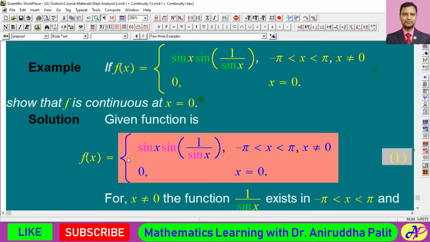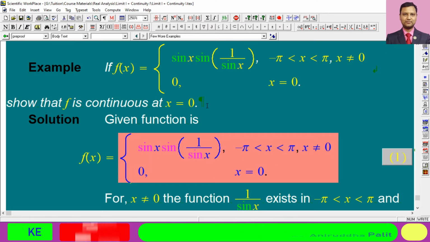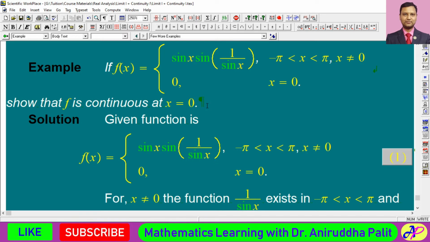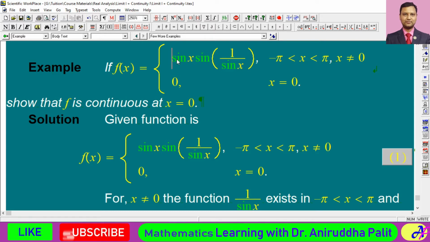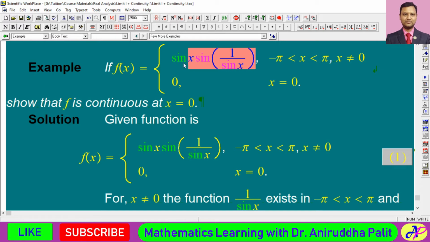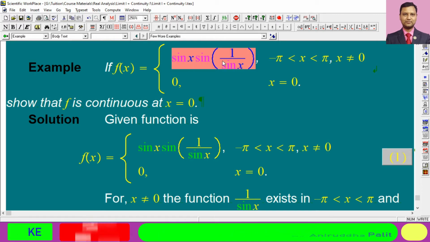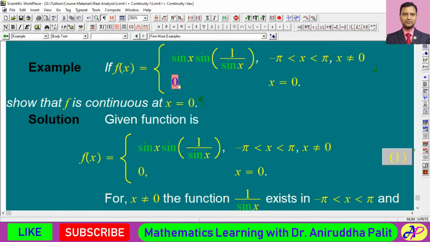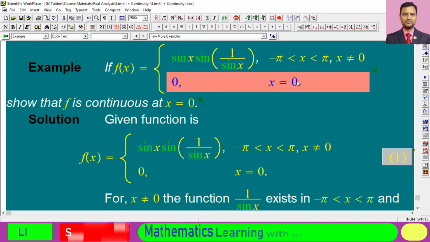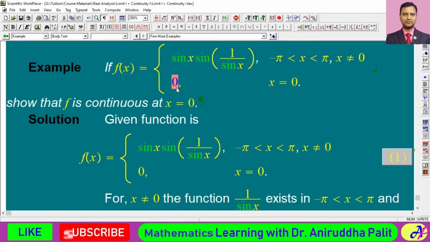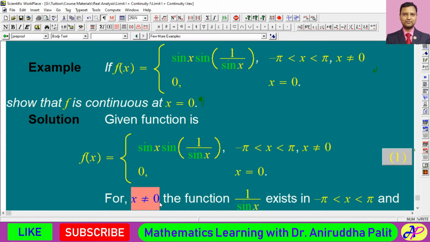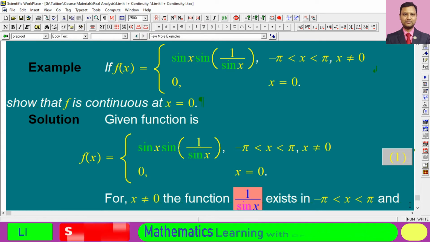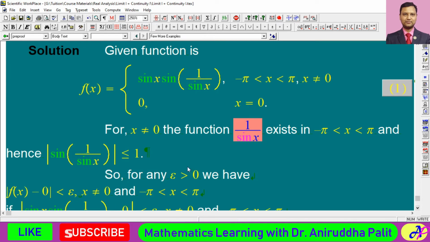So this is the given function, and in order to prove that the function f is continuous, what we need to prove is that the limit as x extends to 0 of f(x), where x should be taken from this first segment, must be equal to the value of the function f at the point x equal to 0. Therefore the limit should be equal to 0. That's why we start by taking the limit, because x tends to 0, therefore x is not equal to 0, and so 1 by sin x exists.